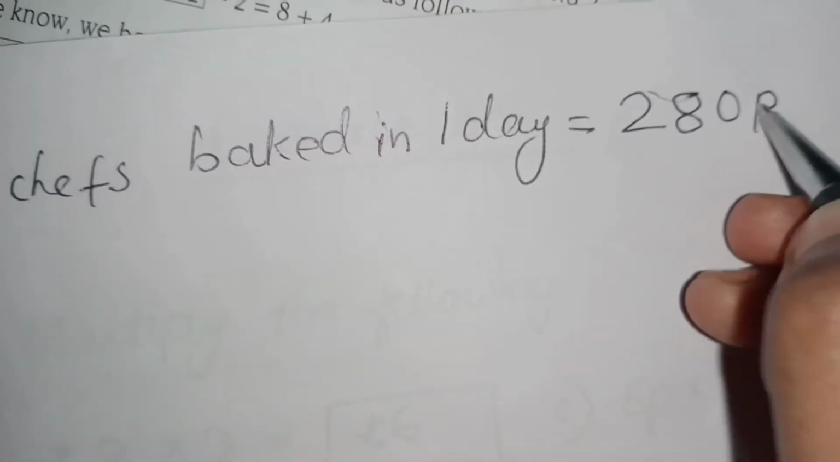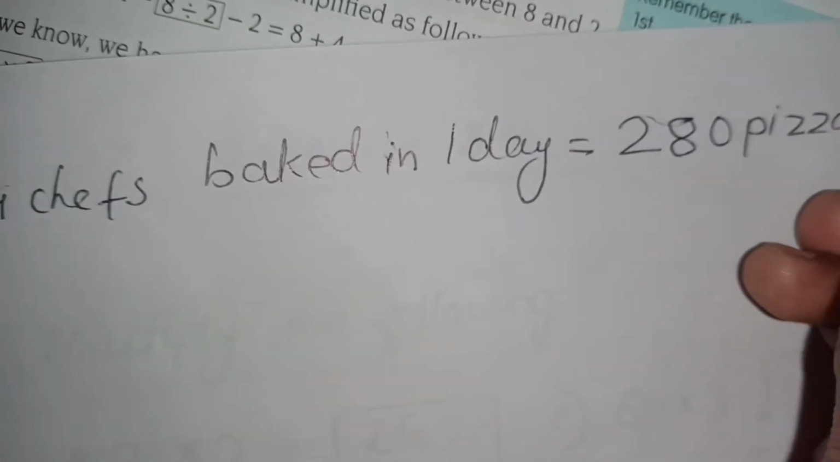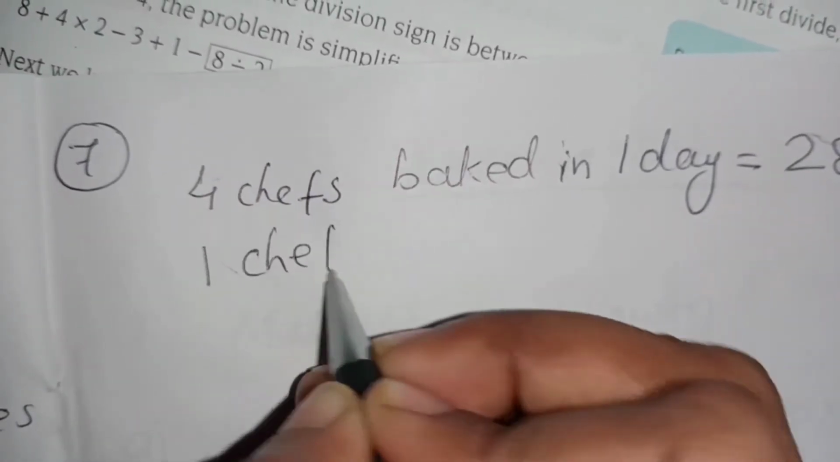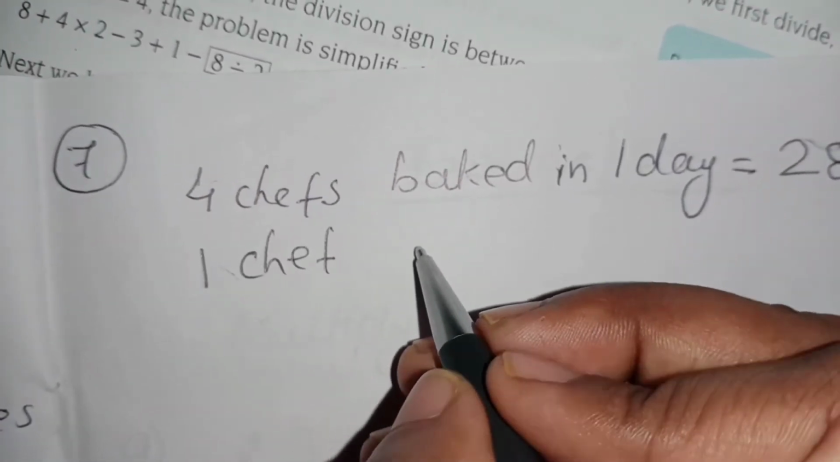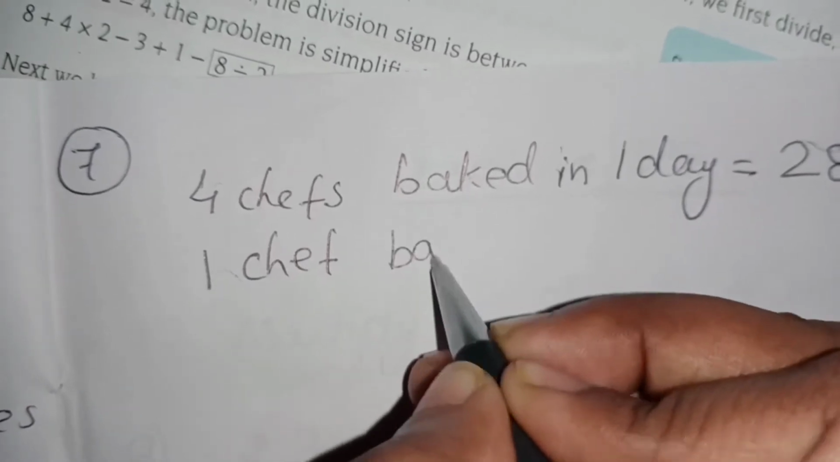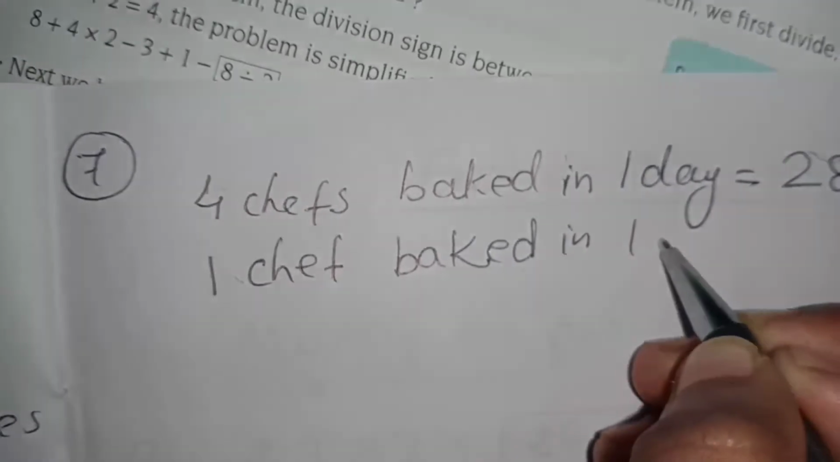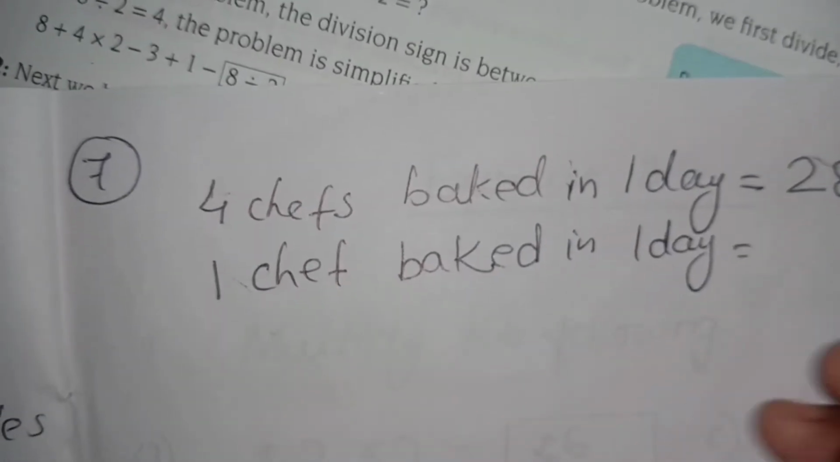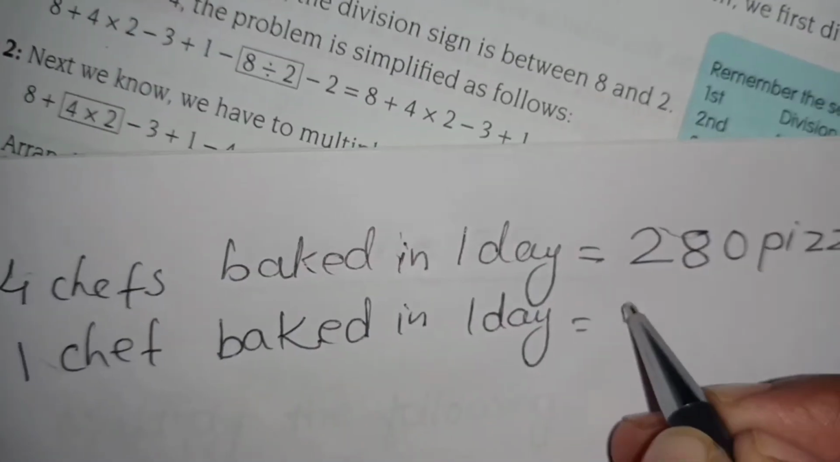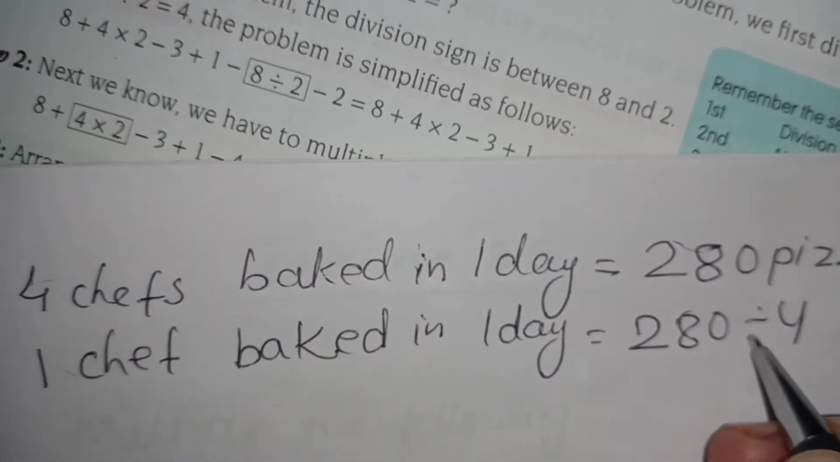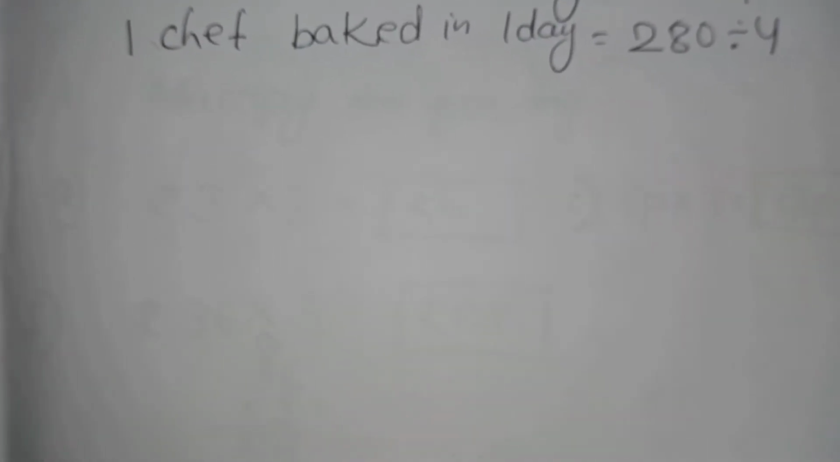280 pizzas. Okay, one chef, how many pizzas will one chef bake in one day? One chef baked in one day is equal to 280 divided by 4. So now let's divide, then we will get the number of pizzas baked by one chef.